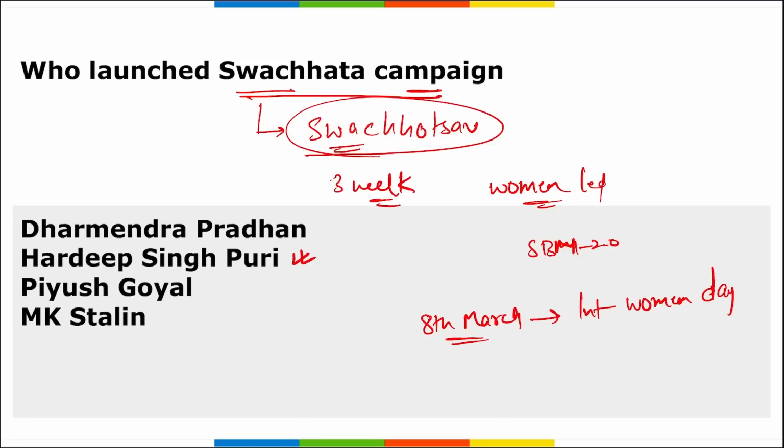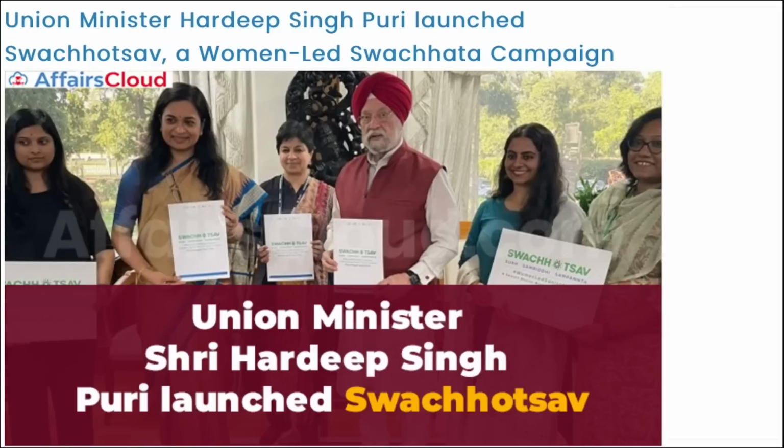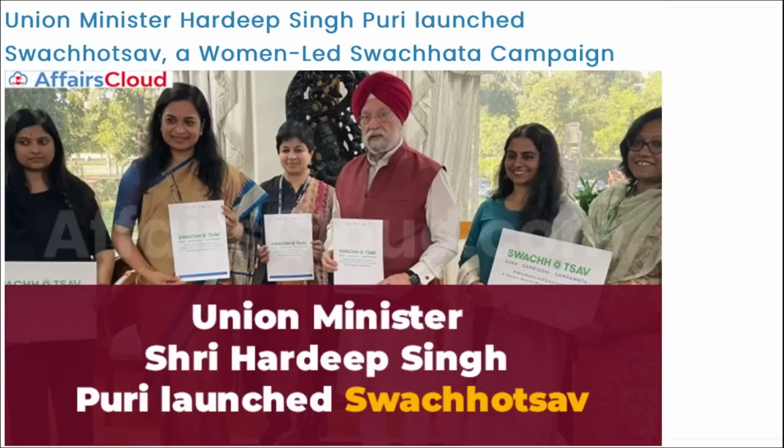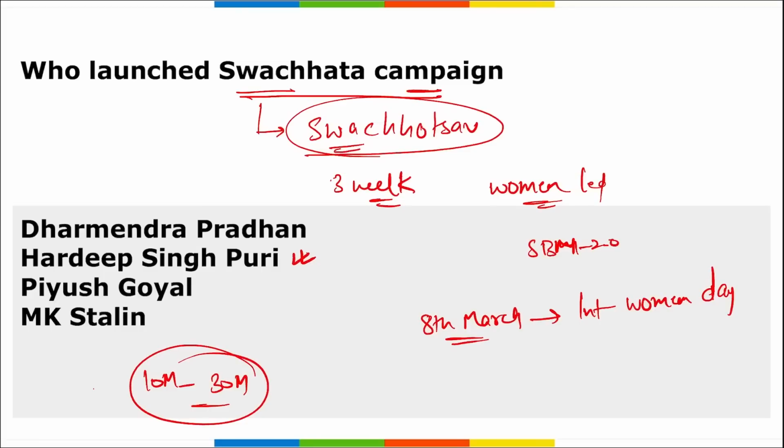As a part of the campaign, a Swachhta Yatra will kick off from 10th of March and will conclude on 30th of March, which has been declared as the International Day of Zero Waste by United Nations General Assembly. Important thing, mark here, that a campaign or a yatra type of march will be launched. It will be from 10th of March to 30th of March.